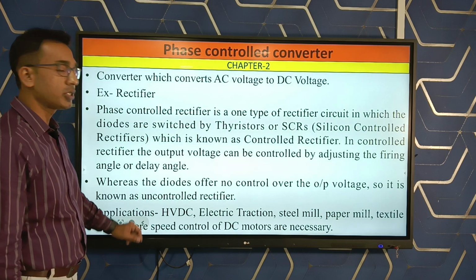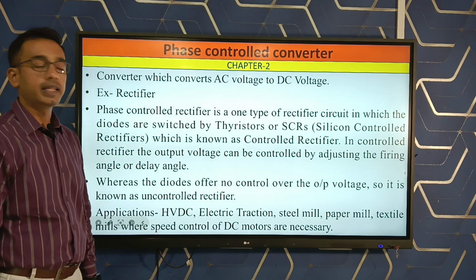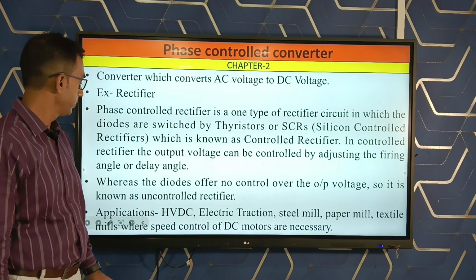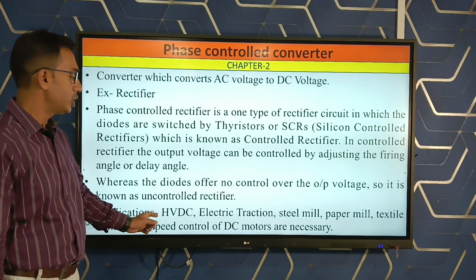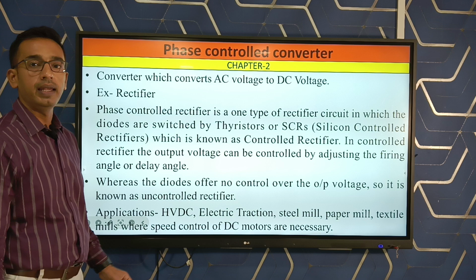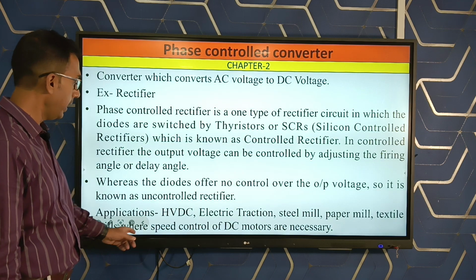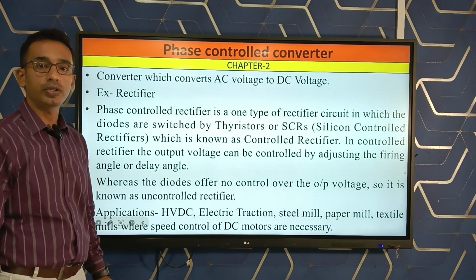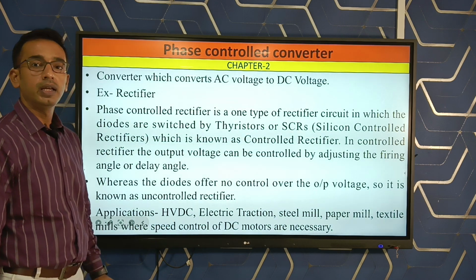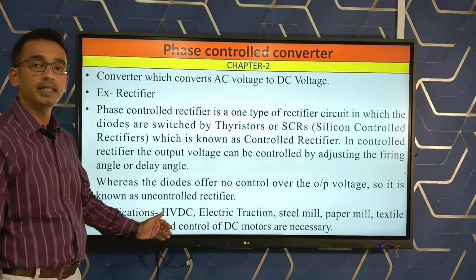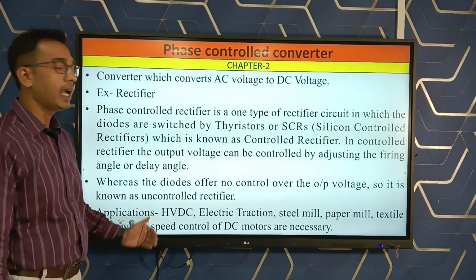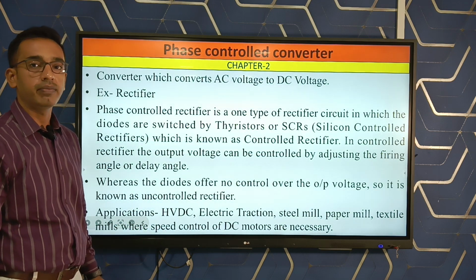Now the application of the phase control rectifier: as I said, it can be used in different industries. We can use it in HVDC, electric traction, steel mill, paper mill, and textile mill, where speed control of DC motors is necessary. How is this control possible? By power electronics, or this phase control rectifier. That is the main application of the phase control rectifier.